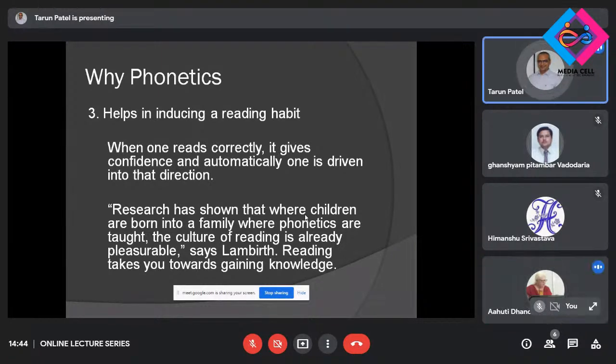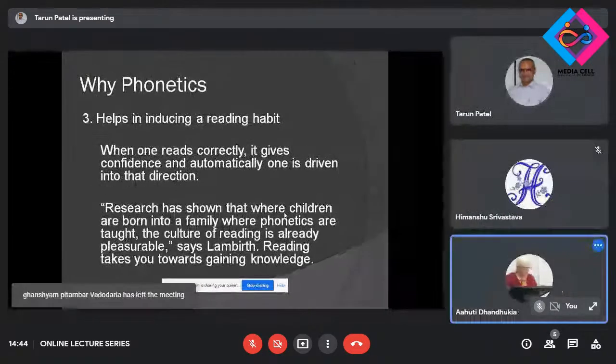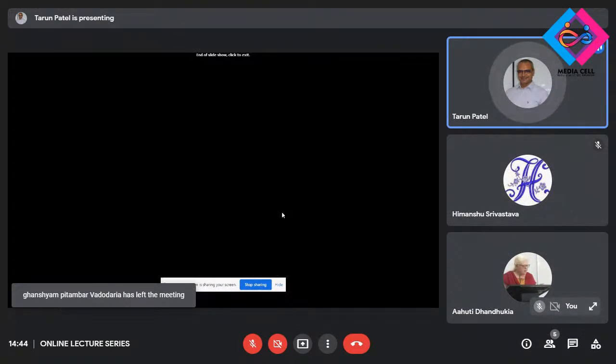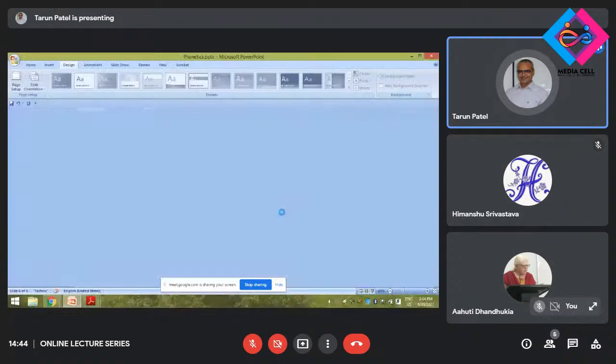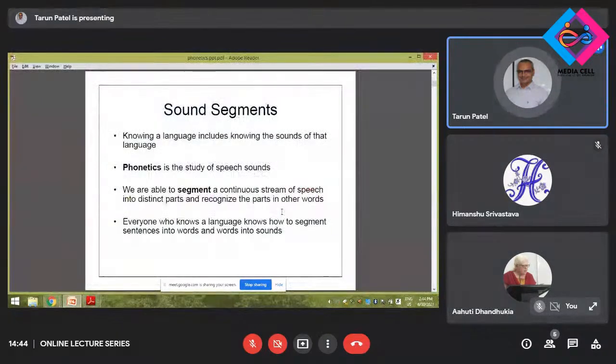Research has shown that where children are born into a family where phonetics are taught, the culture of reading is already pleasurable. So reading takes you towards gaining knowledge. Moving on to another resource that I was just mentioning, the sound segments.